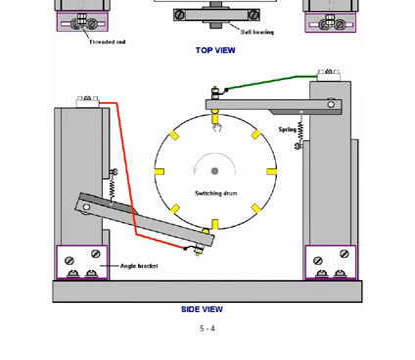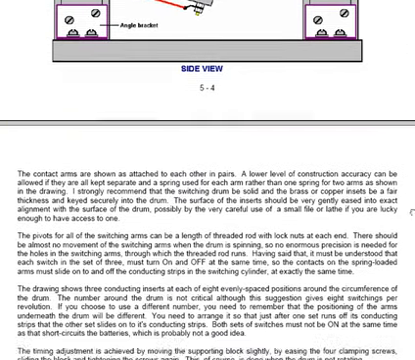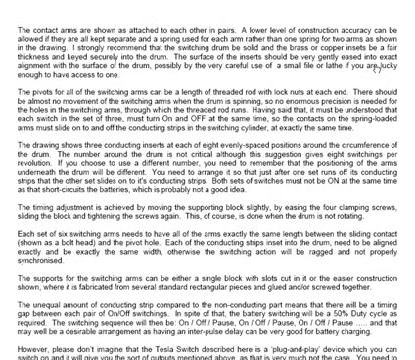The contact arms are shown as attached to each other in pairs. A lower level of construction accuracy can be allowed if they are all kept separate and a spring used for each arm rather than one spring for 2 arms as shown in the drawing. I strongly recommend that the switching drum be solid and the brass or copper insets be a fair thickness and keyed securely into the drum.